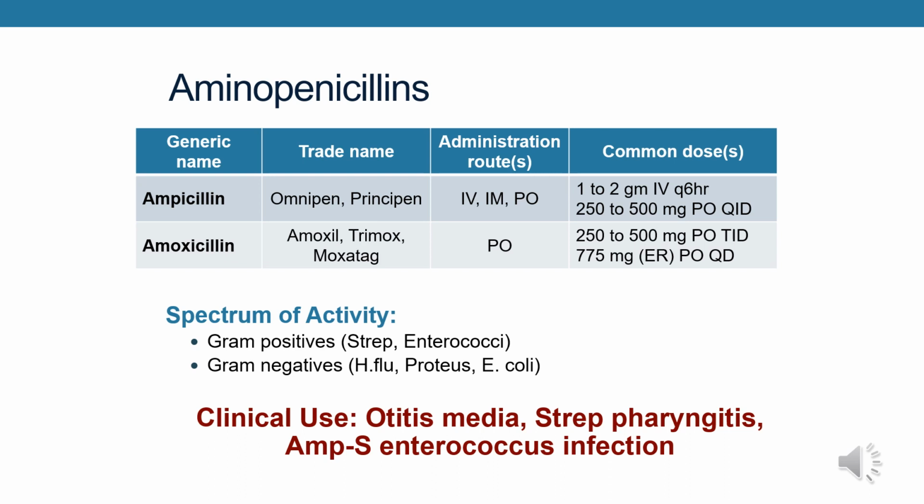These two drugs both cover strep and enterococcus very well, but they don't have any activity against Staph aureus. They do have some gram-negative coverage, extending out into the Haemophilus influenzae, Proteus, and E. coli realm. But it's important to remember that H. flu and E. coli can produce penicillinases, which would lead to resistance to these medications. Because of this coverage, it's a drug of choice for otitis media, strep pharyngitis, and AMP-sensitive enterococcus. But due to the fact that it doesn't cover Staph aureus, its use is limited in skin infections.